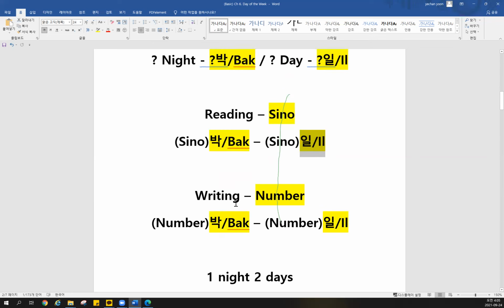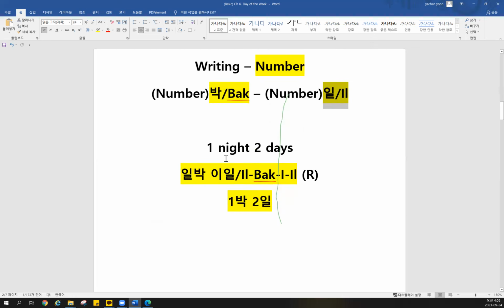Writing is super easy. Just use a number and the counting word 박, and a number and the counting word 일. For example, 1 night, 2 days. One in the Sino version is 일, plus the counting word for the night, 박, and 2 is 이, and days is 일. So 1박 2일.